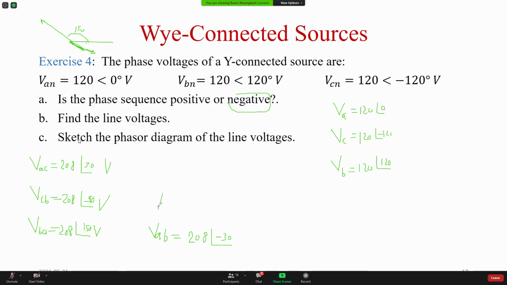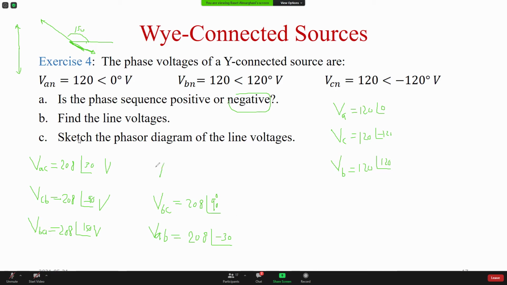If I want BC, for example, the opposite, the same magnitude, and you're going to add 180 or subtract 180, the opposite direction. So minus 90 is going down, the opposite will be going up, so 90 degrees.